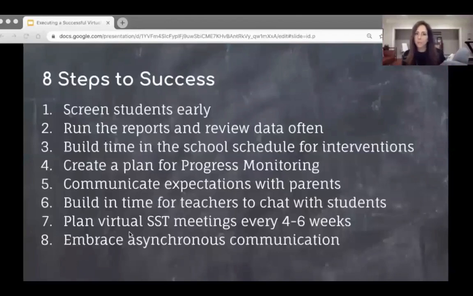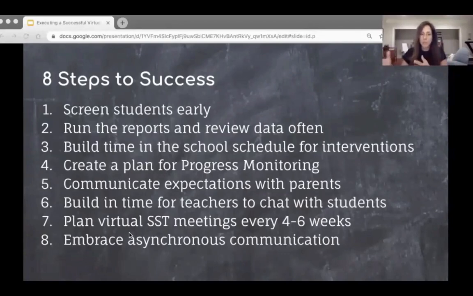So first, screen all students early, whether at home or in person. Then, school leadership, review the data and determine who needs Tier 2 and Tier 3 interventions. And don't hesitate to ask your screener vendor for support if you'd like it. Third, build time in the school schedule, both in person and remotely, for students to take progress monitoring weekly and spend time on interventions. Extra learning time should be given its own specific time and attention.